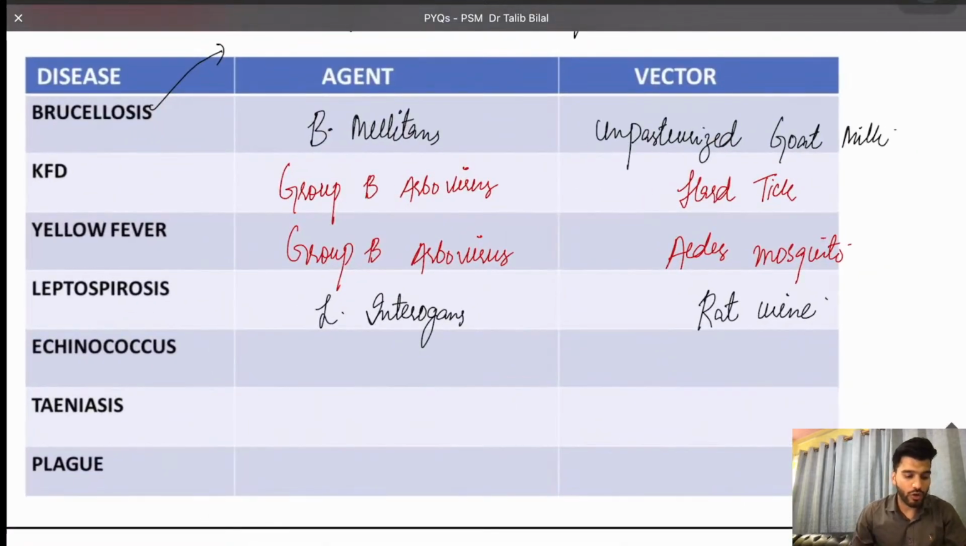For leptospirosis, what will be your drug of choice? Anyone? Leptospirosis, drug of choice.